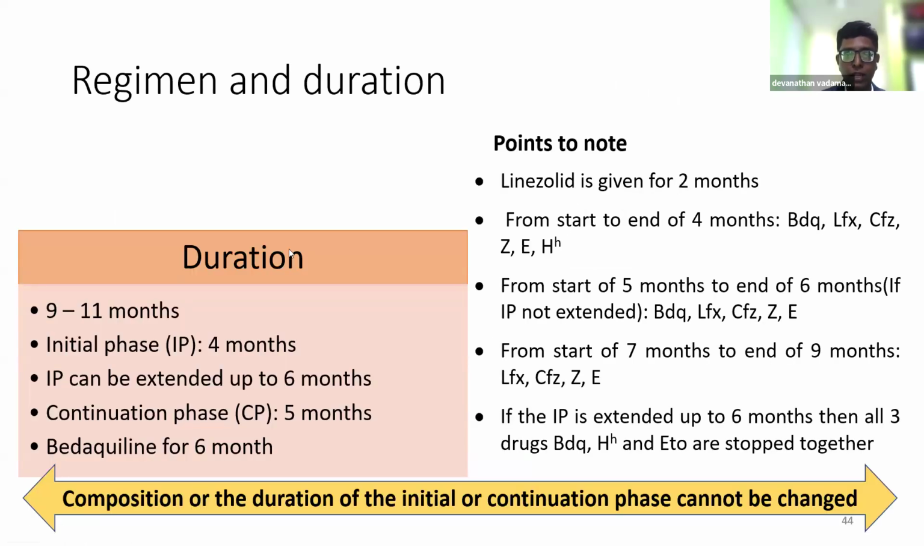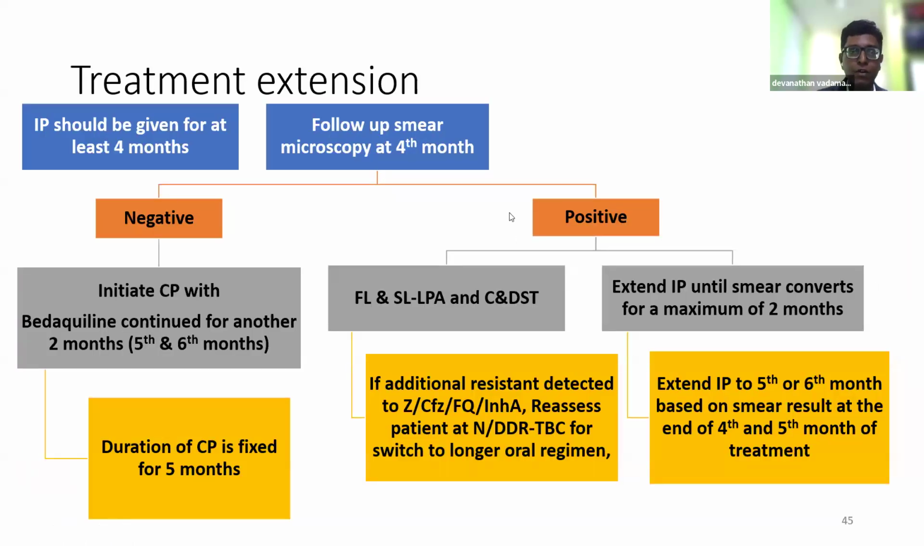So the duration is 11 months. Points to notice, linezolid will be given only for 2 months. The rest of the 6 drugs will be given for the 6 months intensive phase, and 4 drugs will be given in the continuation phase for 5 months. So this is the treatment extension. This will be slightly elaborated.